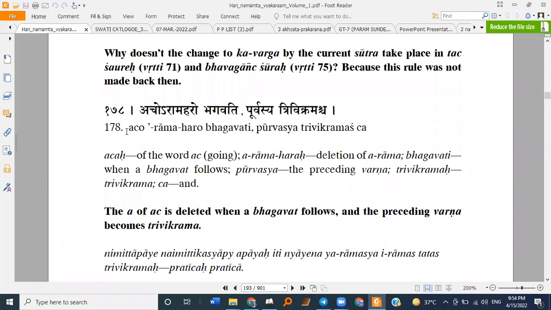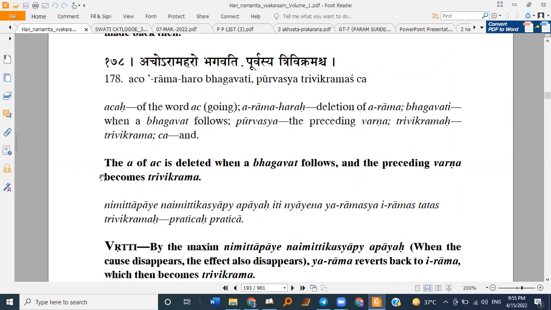What is Bhagavat? Krishna Sthana. Sarveshwara Bhagavat Sami. So any Pratyaya which is not a Krishna Sthana and which begins with the Sarveshwara is a Bhagavat Sangya. So when Bhagavat Pratyayas follow, Acha Ramaharo Bhagavati Purvasya Trivikramascha. The A of Ach, like in the word Pratyach, we have Ach.